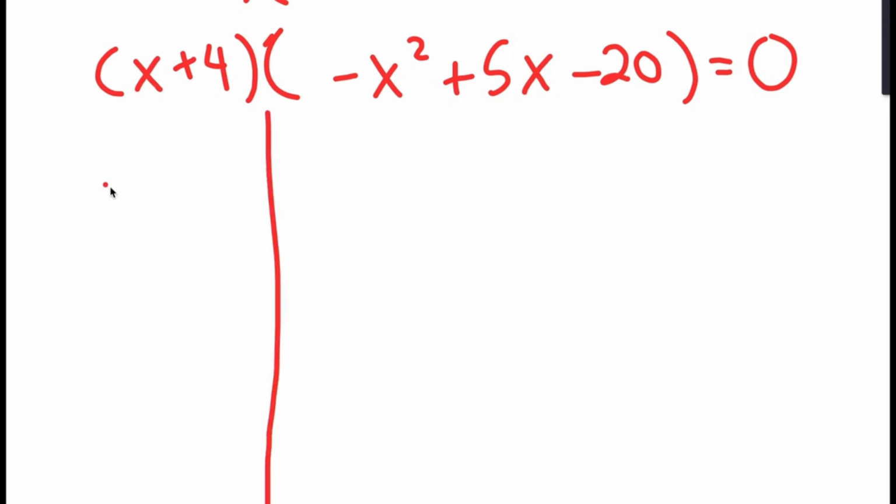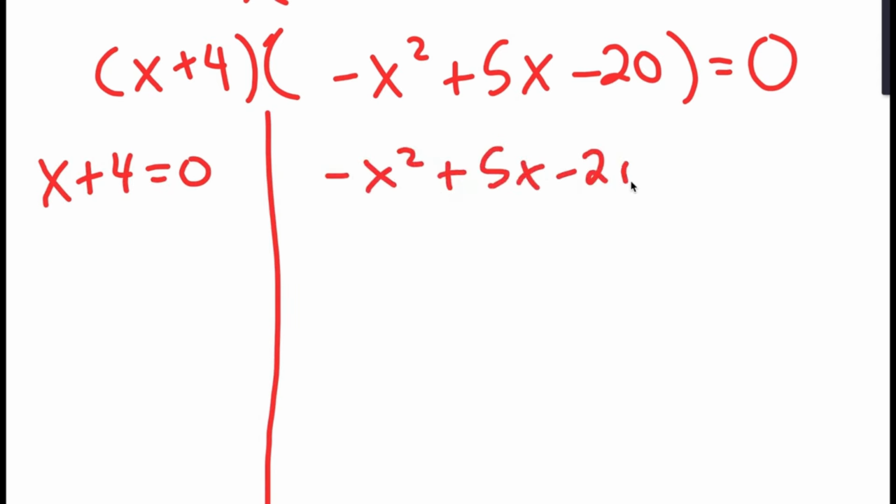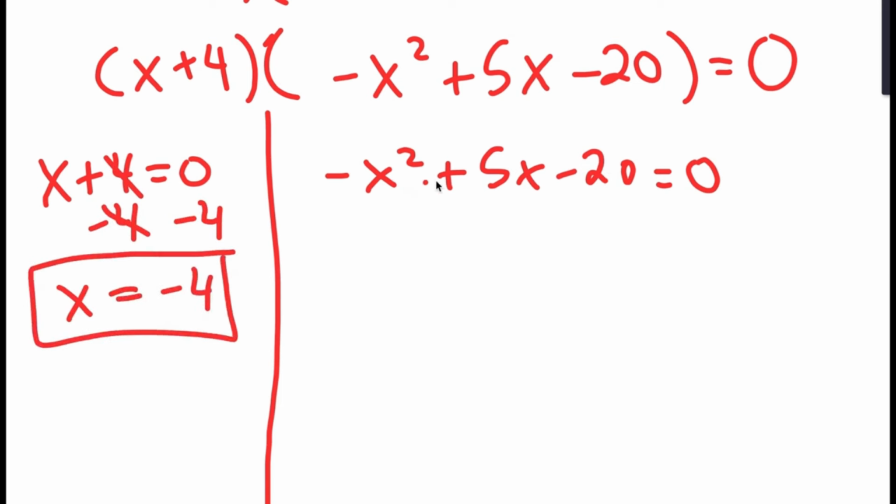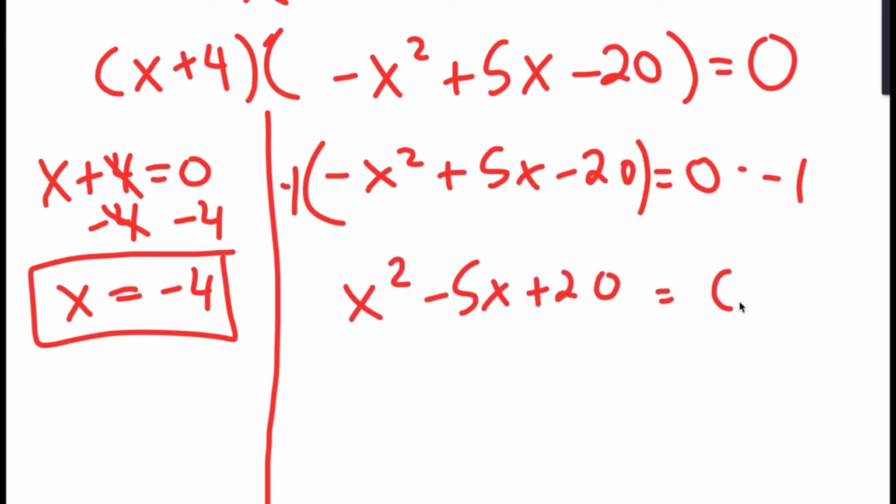So I get two equations from this. I get x plus 4 equals 0, and negative x squared plus 5x minus 20 is equal to 0. So first, for x plus 4 equals 0, all we have to do is subtract 4 on both sides, and we get x is equal to negative 4. Now, for negative x squared plus 5x minus 20 equals 0, well, first off, we have a negative sign in front of x squared, so I'm actually going to get rid of that by multiplying both sides by negative 1. So I get x squared minus 5x plus 20 is equal to 0.